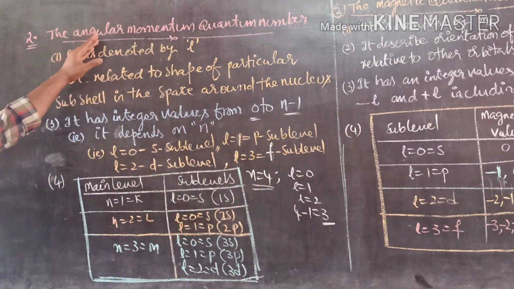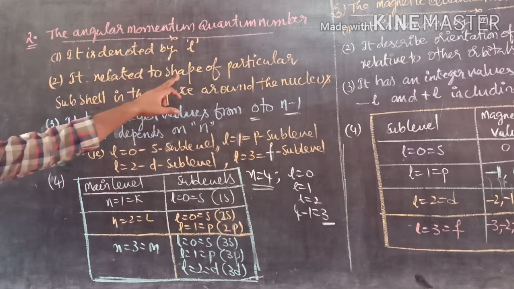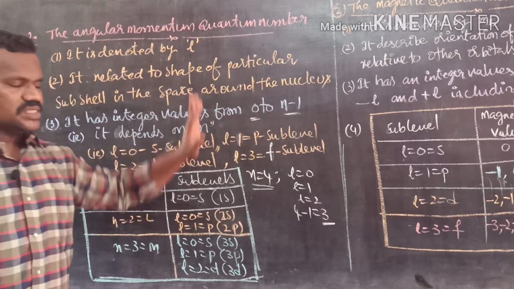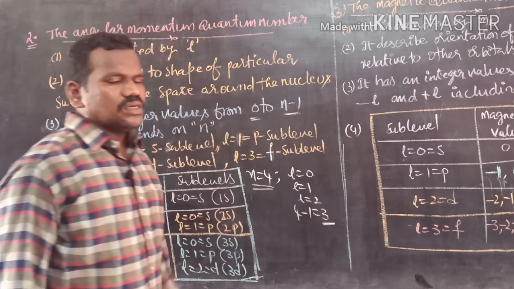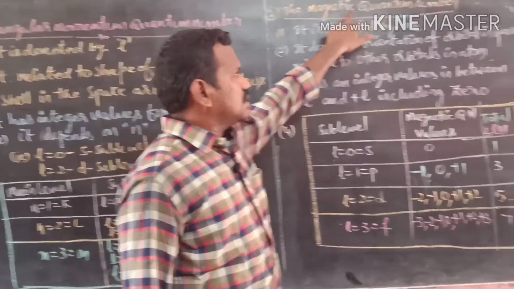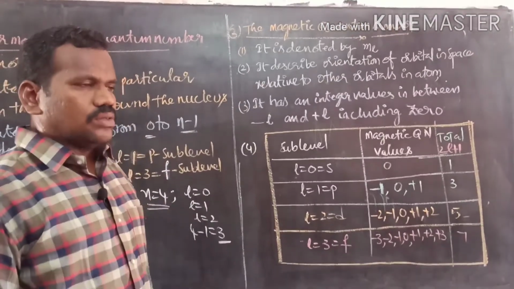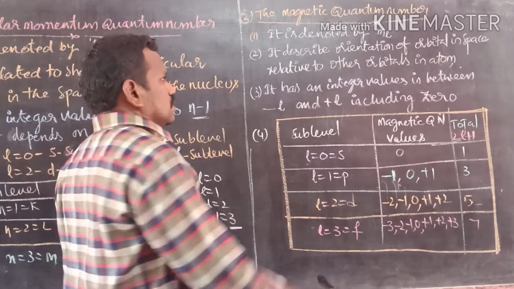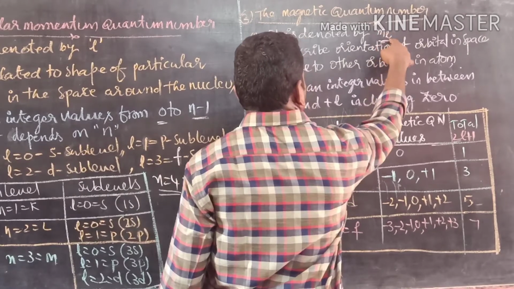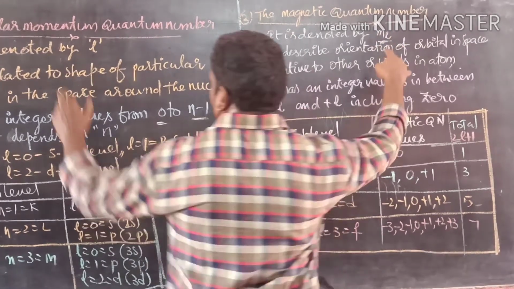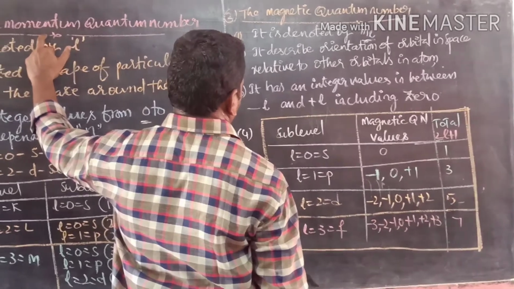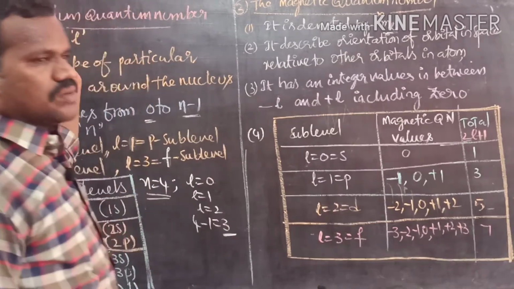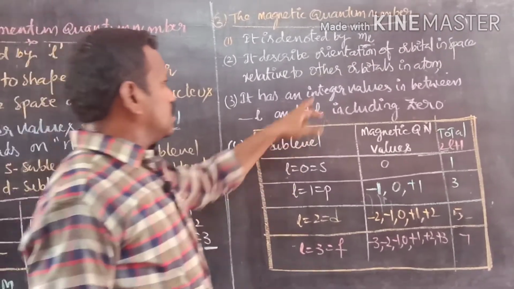So the angular momentum quantum number mainly describes the shape of a particular subshell in space. Next, come to the third quantum number, called the magnetic quantum number. We already know the magnetic quantum number was discovered by Landé. It is denoted by the letter ML, where L stands for the angular momentum quantum number. This means the magnetic quantum number depends on the angular momentum quantum number. It is what it denotes.